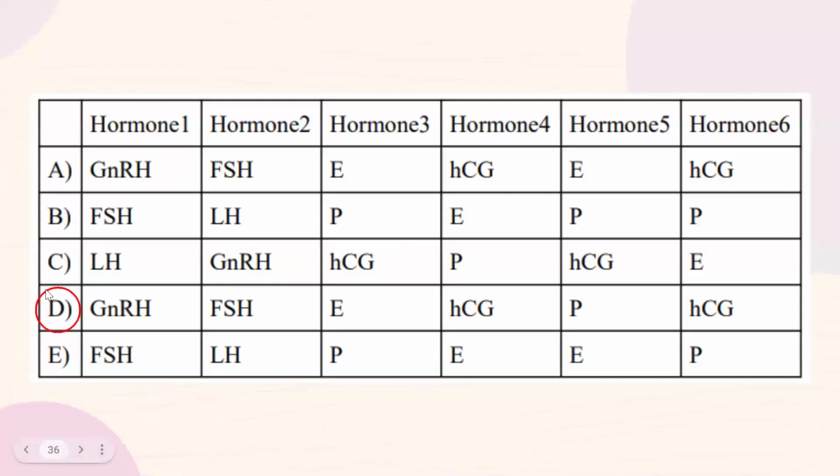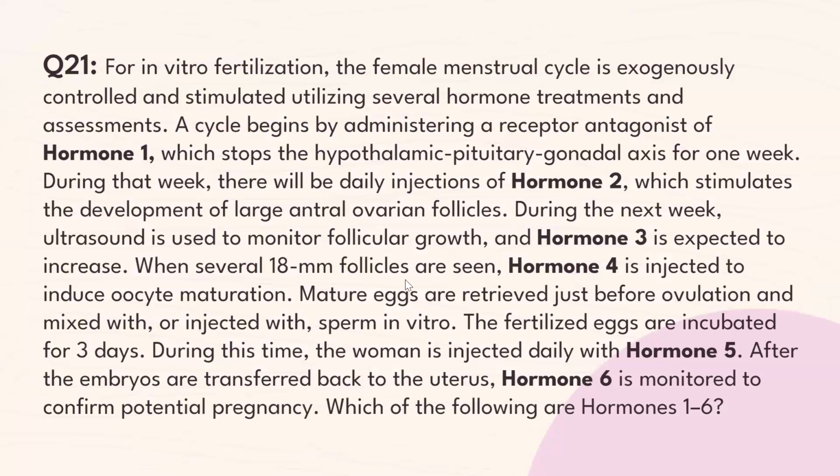So which of the following are hormones 1 to 6? The answer is D. Hormone 1 we said was GnRH, which was the one that they inhibited to halt the entire menstrual cycle. Hormone 2 was FSH, and we said this was used to stimulate the follicles. Hormone 3 was estrogen. This was the one that was rising when the follicles were developing. Now, hormone 4, I know we said was LH. Hormone 4 was injected to induce oocyte maturation.